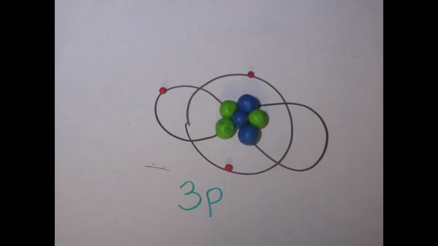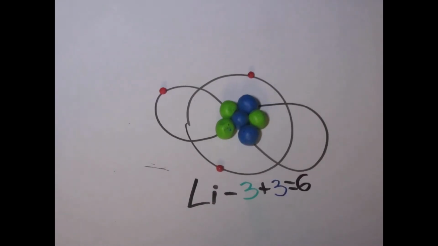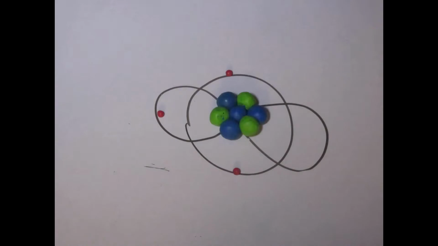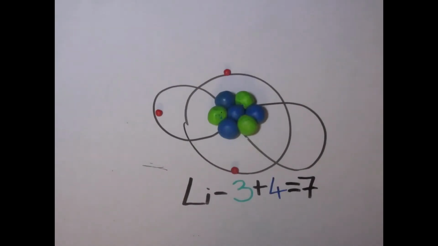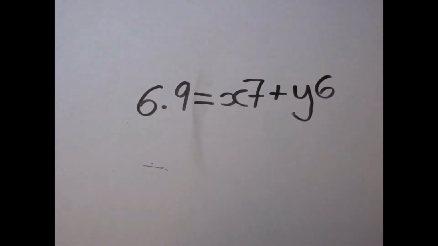Here we have an atom of lithium-6. We have 3 protons, 3 neutrons, and 3 electrons. So 3 plus 3 is 6. Lithium-6. Now we have lithium-7. We have 3 protons and 4 neutrons gives us 7. So what that 6.9 in the periodic table means is that we have X amount of the 7 isotope and Y amount of the 6 isotope.